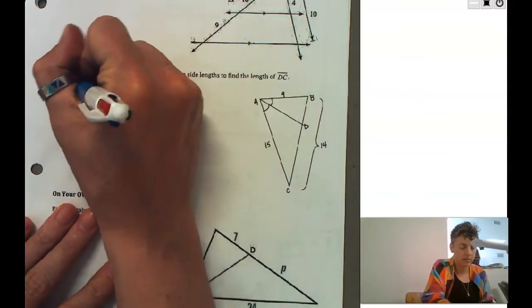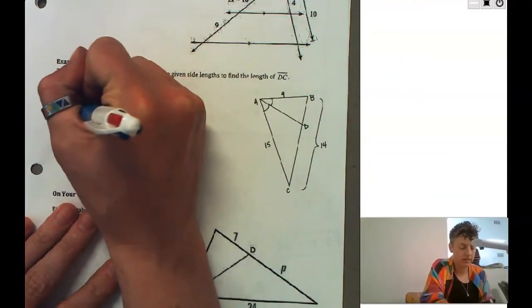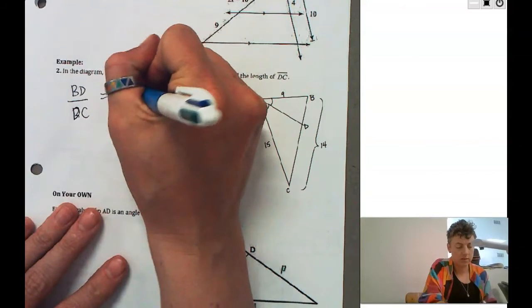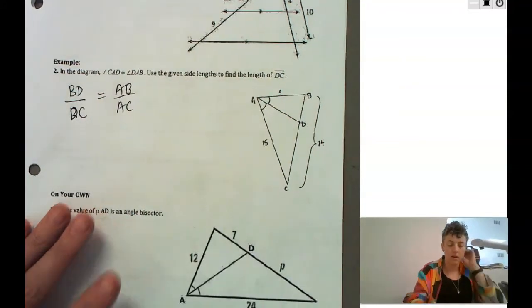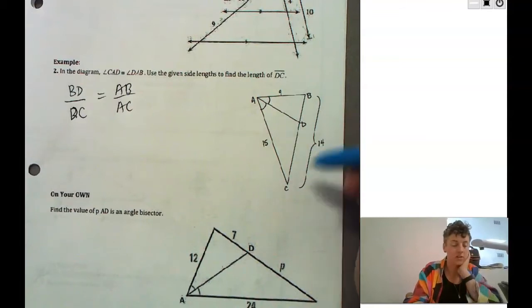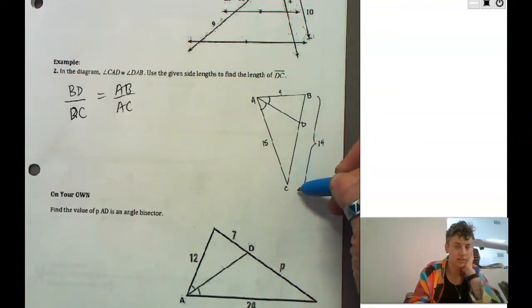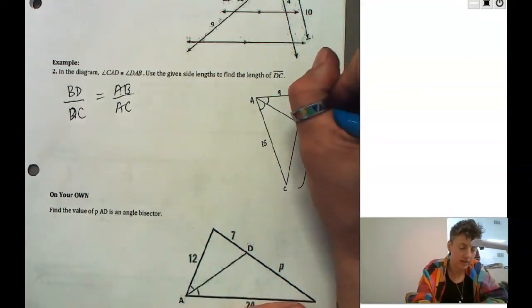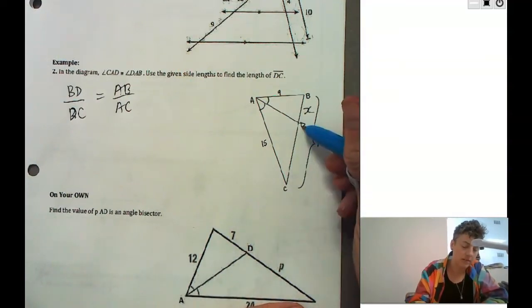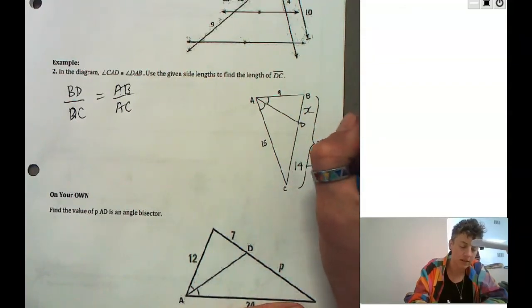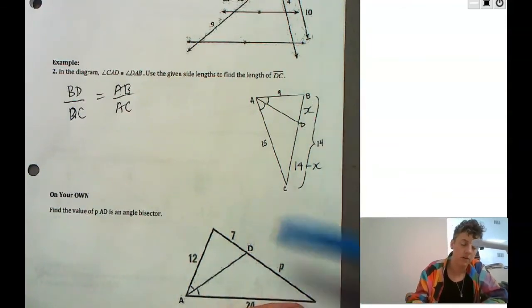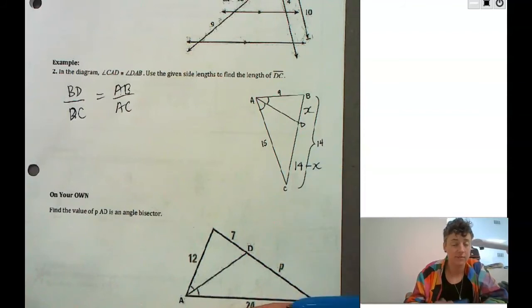Let me write that down. BD over DC is going to equal AB over AC. But we don't know BD or DC. We just know that all together they're 14. So here's a little trick. We're going to call BD x, and DC is going to be 14 minus x. So if BD ends up being 4, we know DC is 14 minus 4, which would be 10. Let's see what happens.